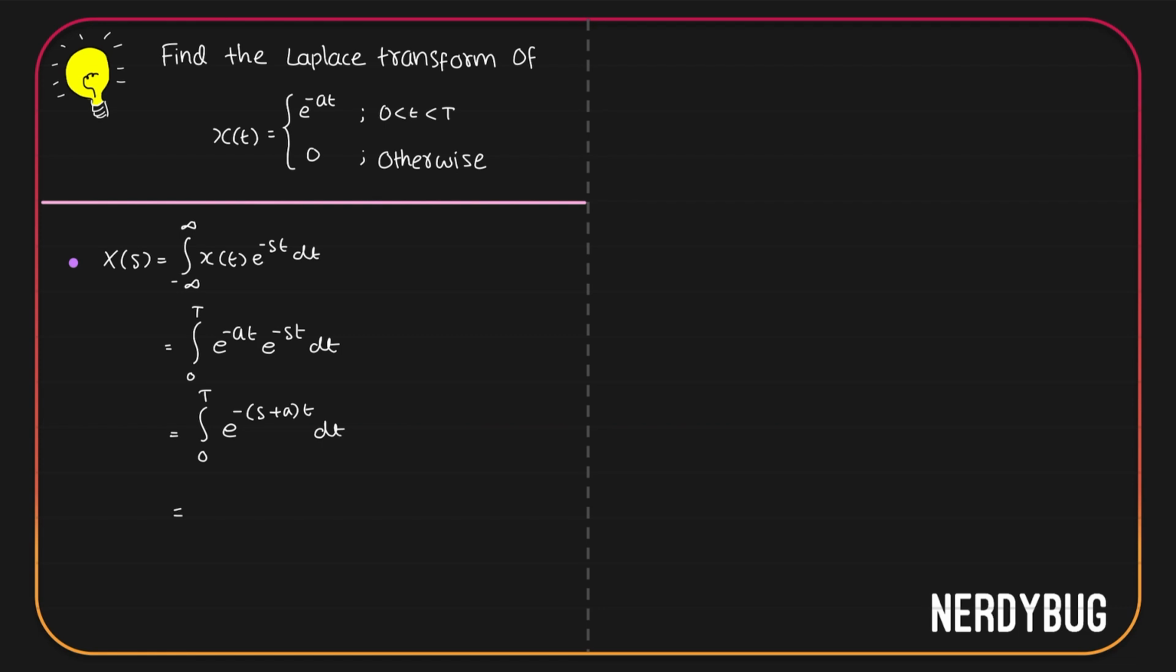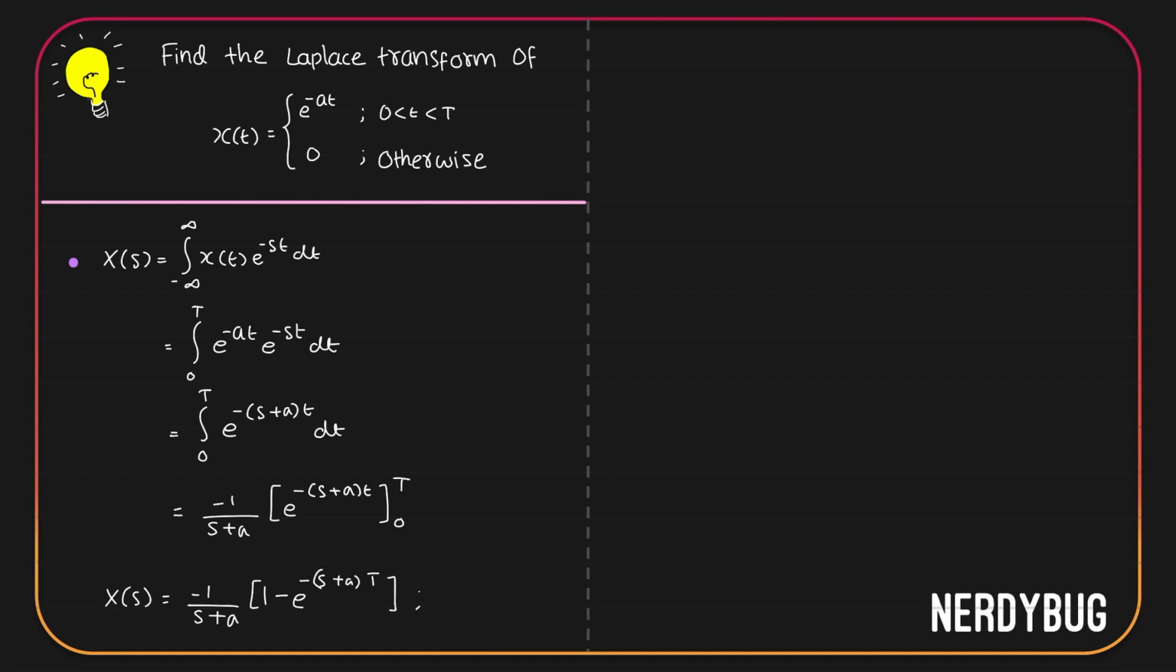Let's do the integration. We'll get minus 1 by (s plus a) times e^(-(s+a)t), with limits from 0 to T. Now we can write X(s) equal to minus 1 by (s plus a) multiplied by the upper limit e^(-(s+a)T) minus the lower limit e^0, which is 1. Let's take the negative into the bracket. So this will become (1 minus e^(-(s+a)T)) divided by (s plus a).